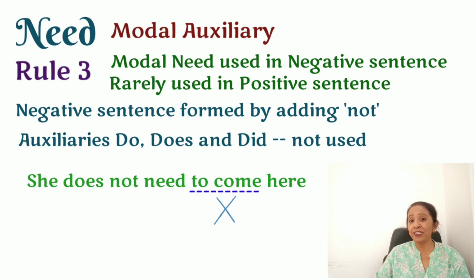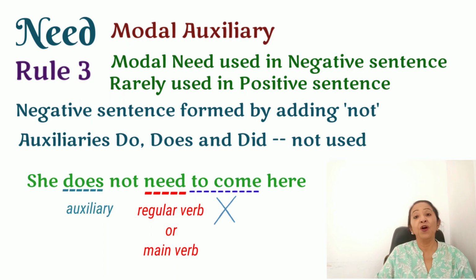She does not need to come here. In this sentence, need functions as a regular verb. Does is the auxiliary verb or the helping verb, and need functions as the main verb. So whenever we use do, does, or did, need becomes a regular verb. It does not function as a modal.